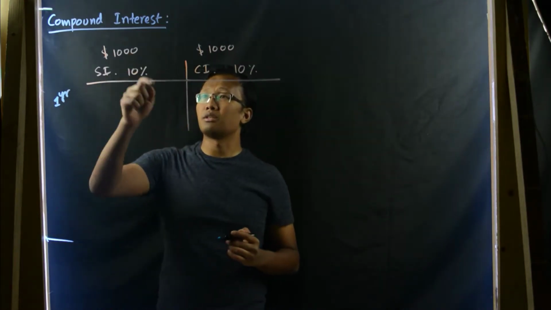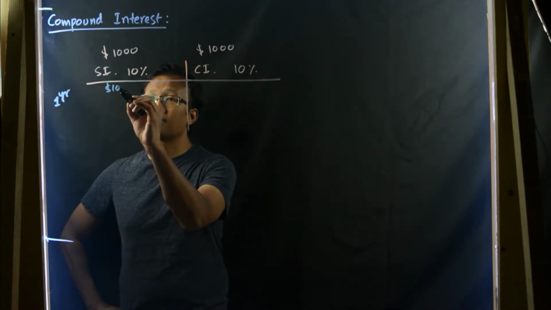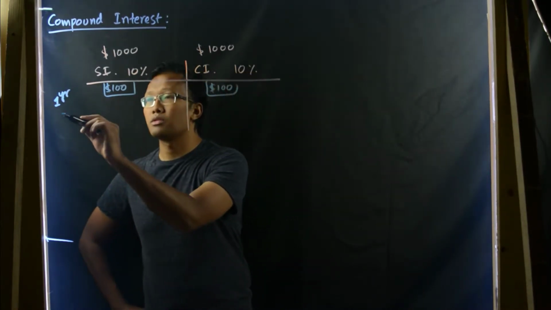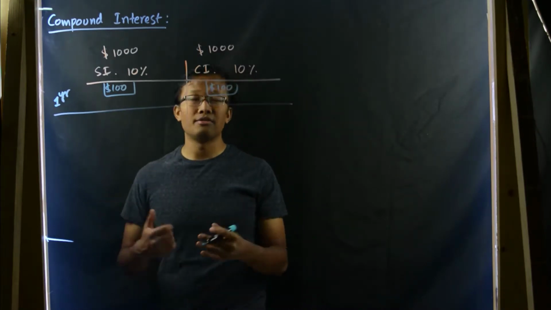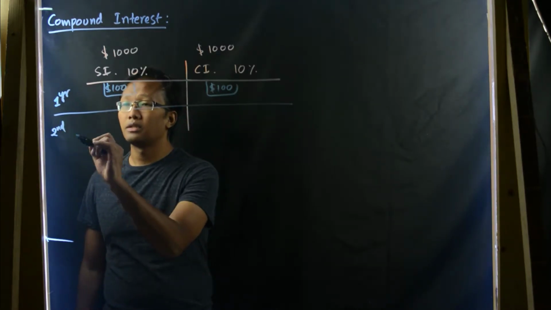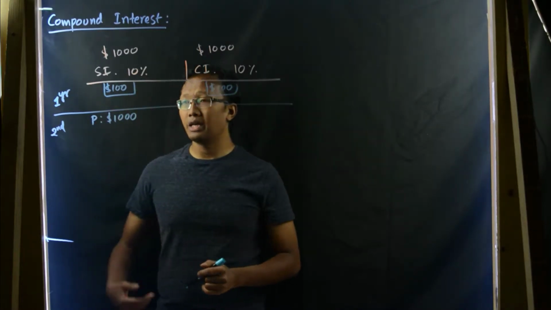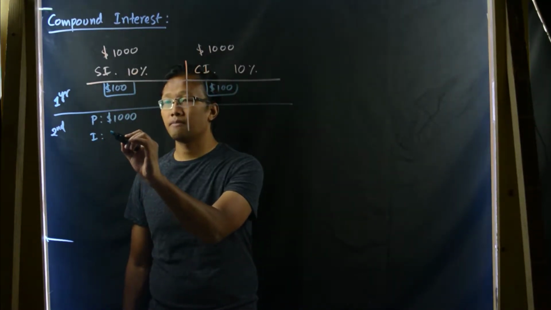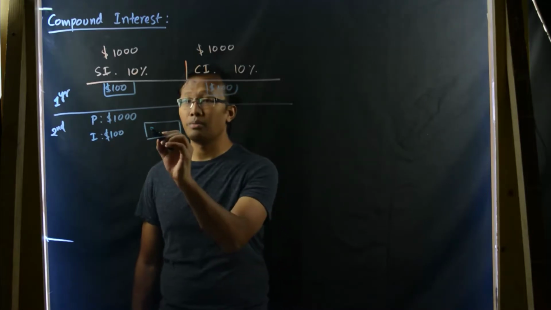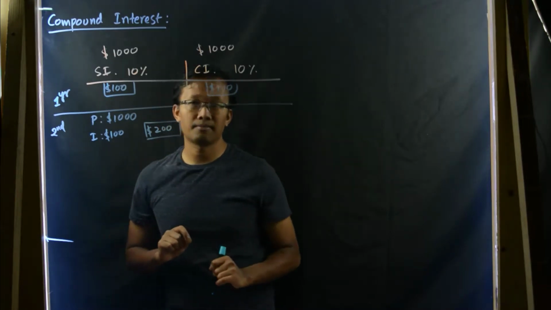First year, 10% of 1,000 is simply 100, so you'll be earning $100. Here also you'll be earning $100, so there is no difference for the first year. Now for the second year, your principal would be simply the $1,000, and again you'll be earning $100 as interest. So your total interest earning would be $100 in the first year, second year also $100, so that gives you $200, right?